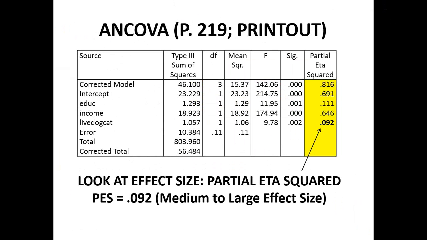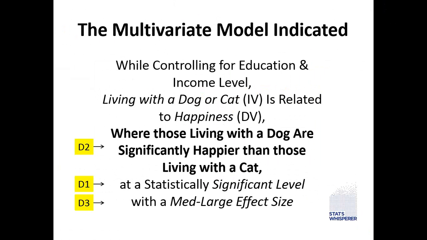So if we roll it all together, here's what we have. Our multivariate model indicated, now here we go, here's where it sounds all scientific-y, that while controlling for education and income level, living with a dog or a cat is related to happiness, where those living with a dog are significantly happier than those living with a cat at a statistically significant level with a medium to large effect size.